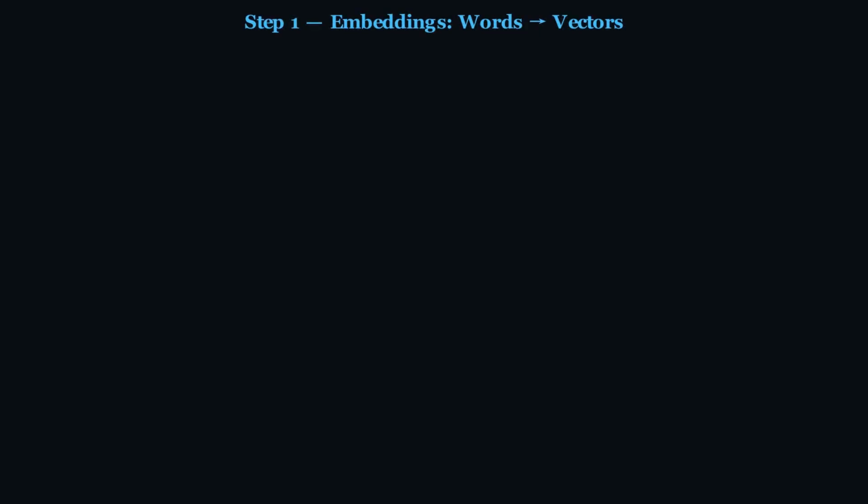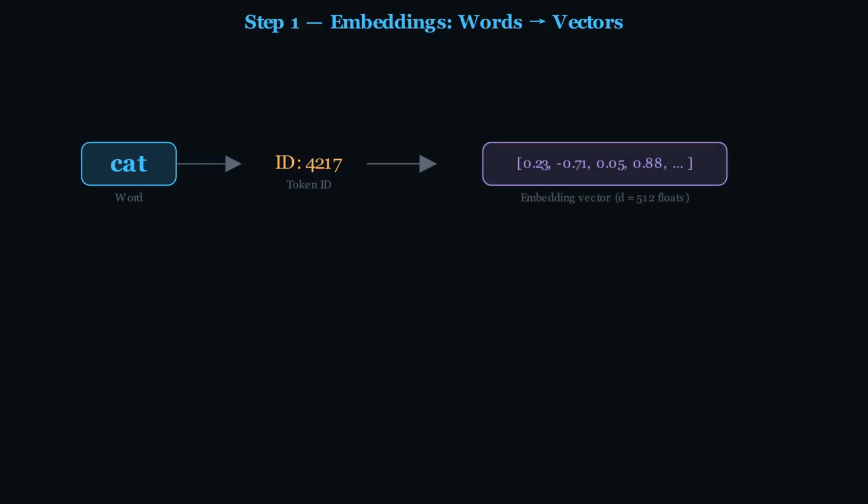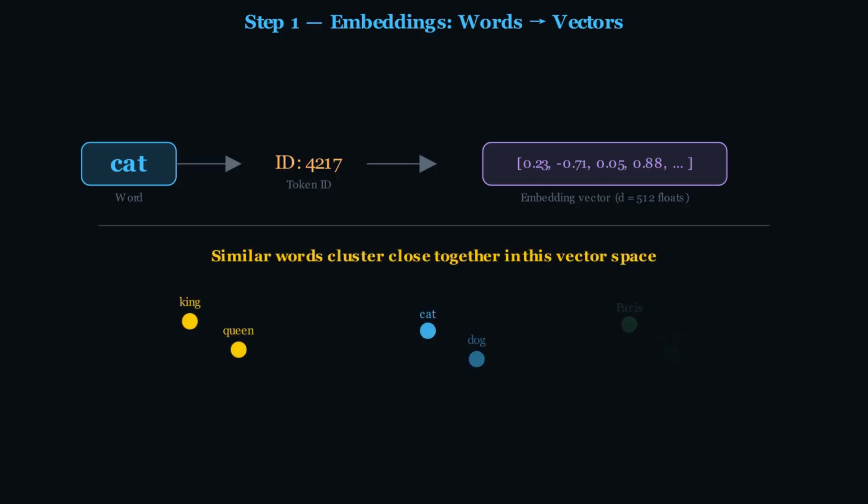Computers don't understand words. We must turn them into numbers first. Each word is mapped to an integer token ID from the vocabulary. That ID is then looked up in an embedding table, a large matrix of learned vectors, typically 512 numbers per token. King and queen cluster together. Cat and dog cluster together. The geometry encodes meaning.